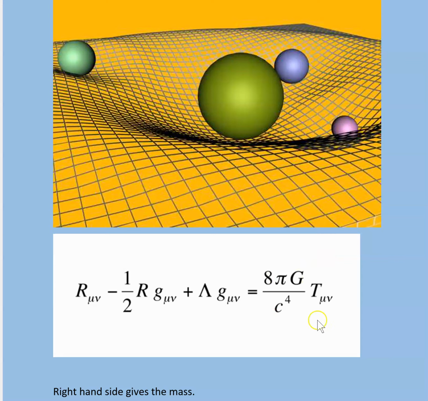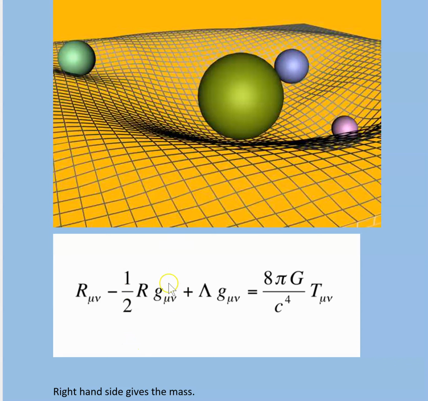We said the right hand side is dependent upon the mass, and on the left hand side this one is 0, the cosmological constant, for most purposes, unless you are working on cosmology with distances of millions of light years. So this becomes 0, and R is the Ricci scalar and Ricci tensor. These two represent the curvature.